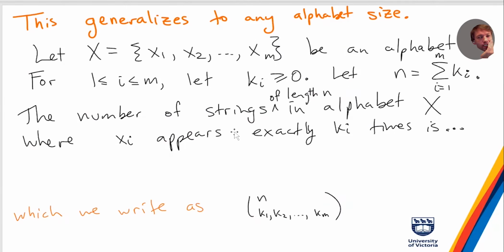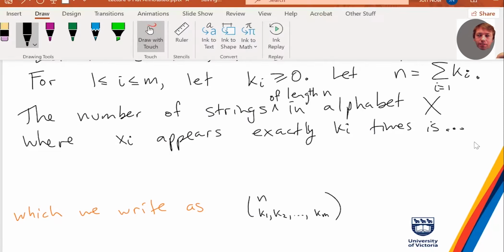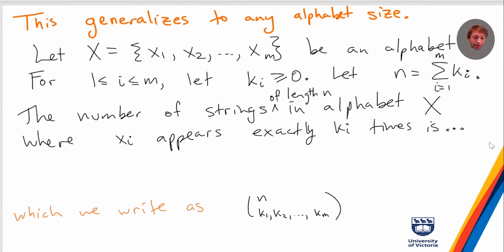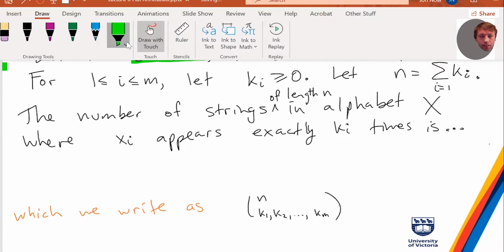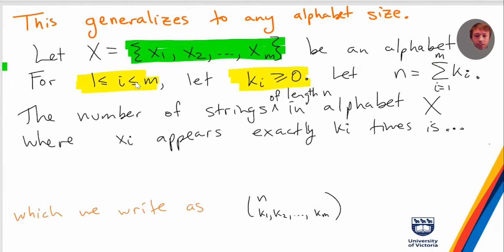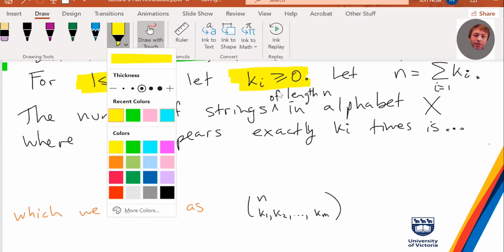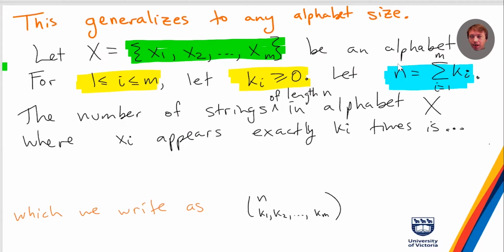I've been alluding to this: there's nothing special about three different letters here. This generalizes to any alphabet. So suppose that I've got m letters, called x1 up to xm. And suppose that I've got a bunch of numbers, k1 up to km, all of which are non-negative, and suppose that n is equal to the sum of the ki. Here I'm just explaining the general phenomenon when you have more than three letters.